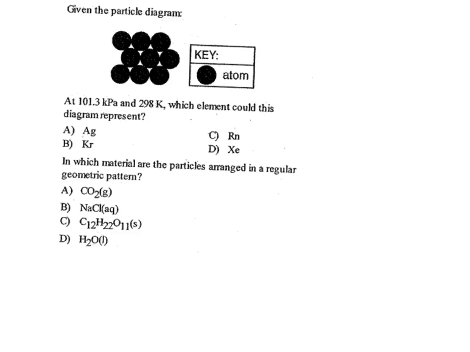The next question asks, given the particle diagram, which element could this represent? So they give us a couple key points. First of all, they're giving us the pressure, which is related to STP, so that's actually fairly insignificant. And they're giving a temperature of 298 Kelvin.